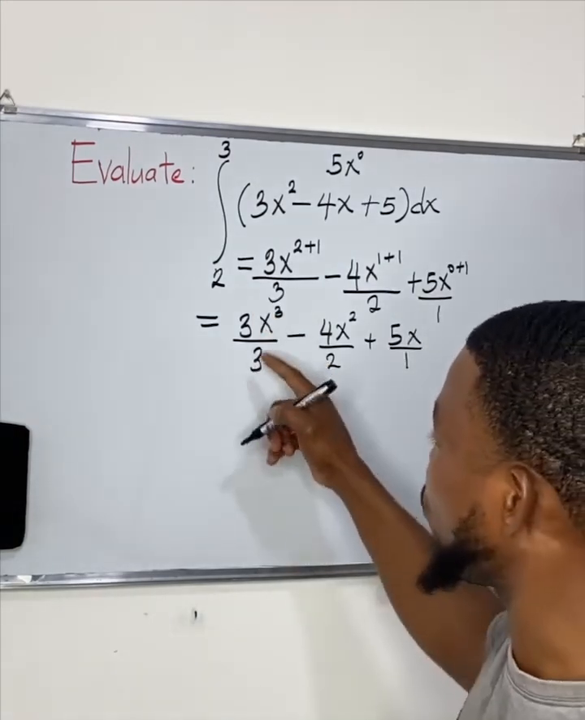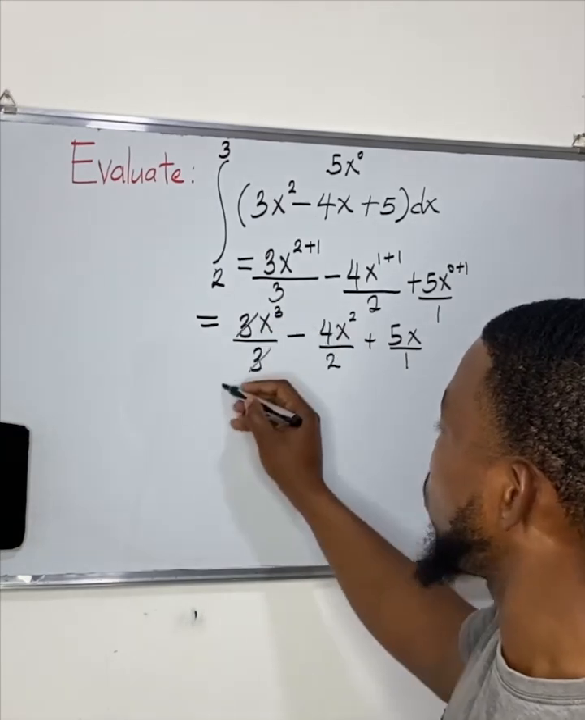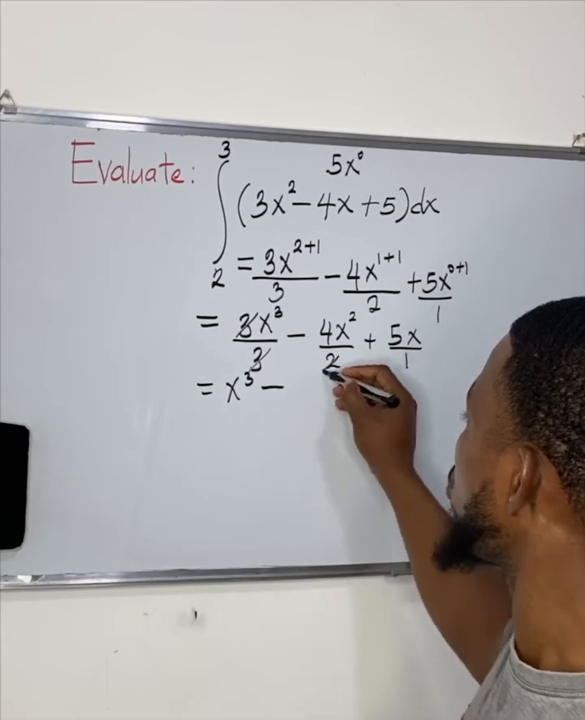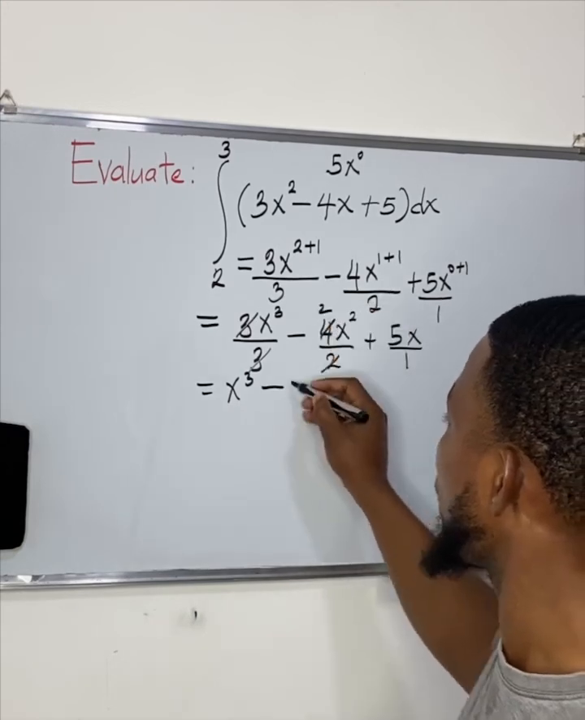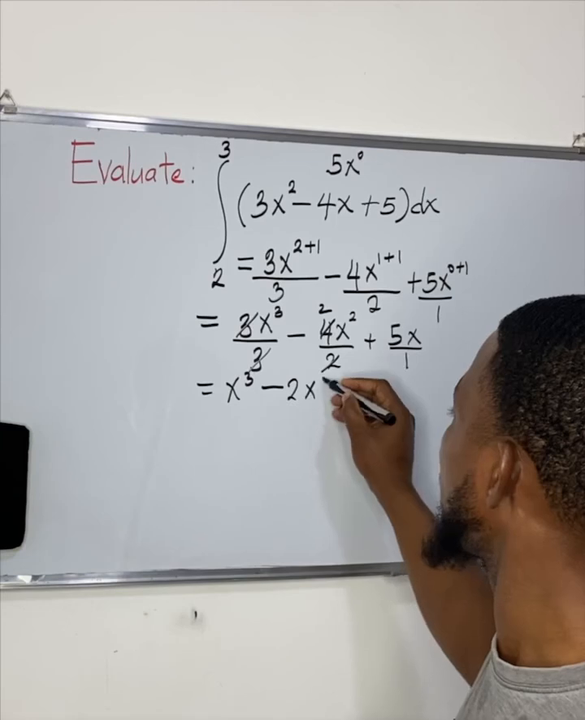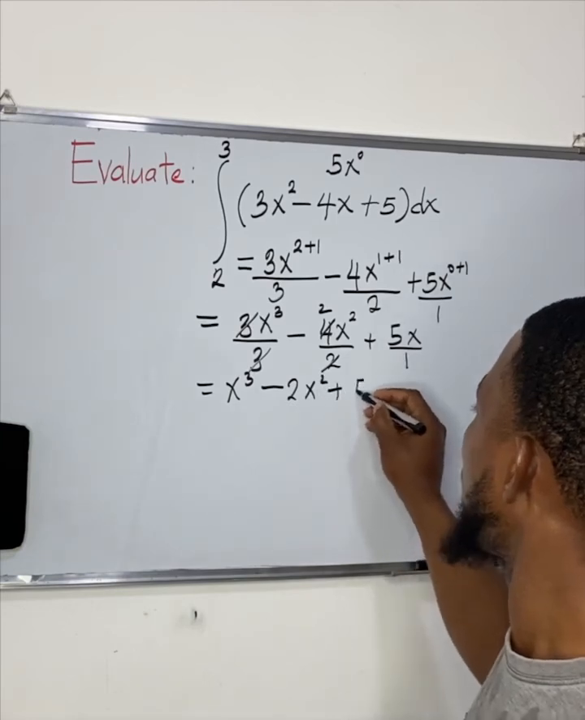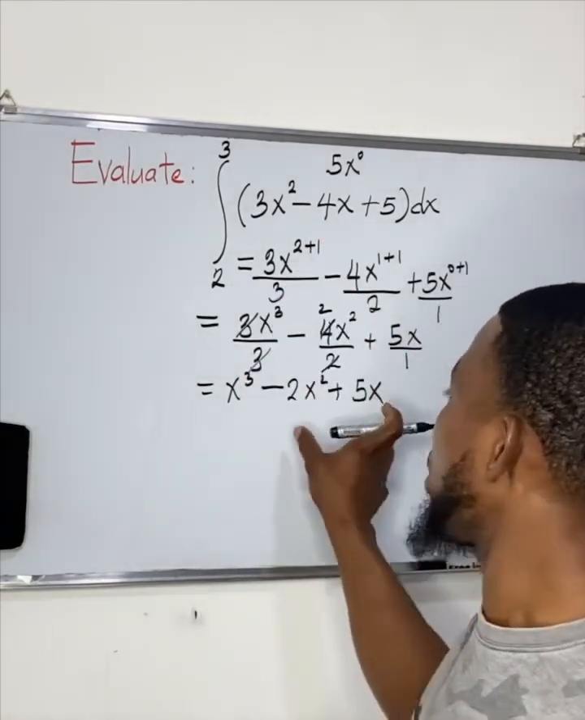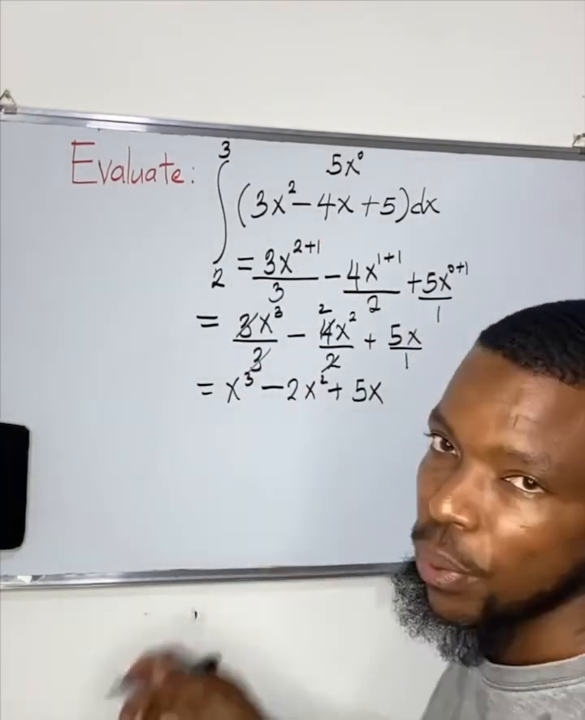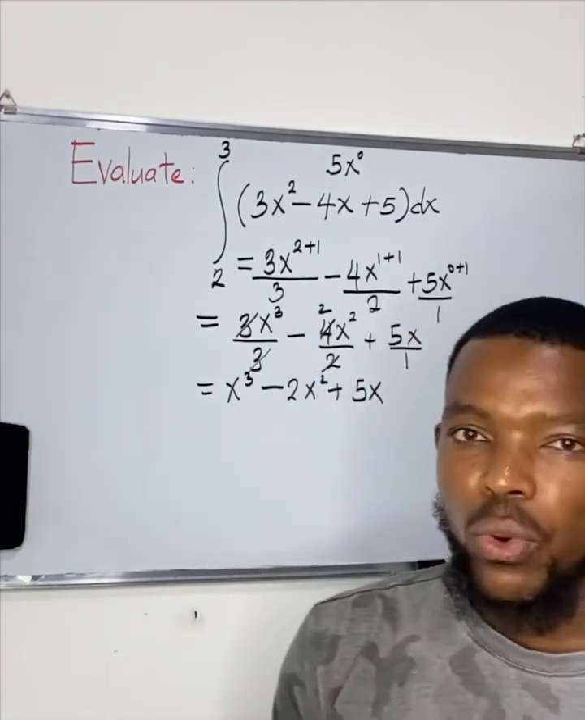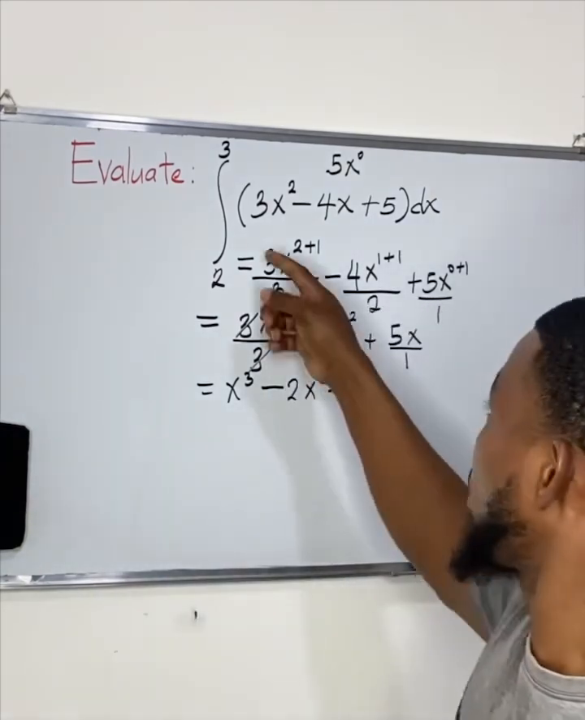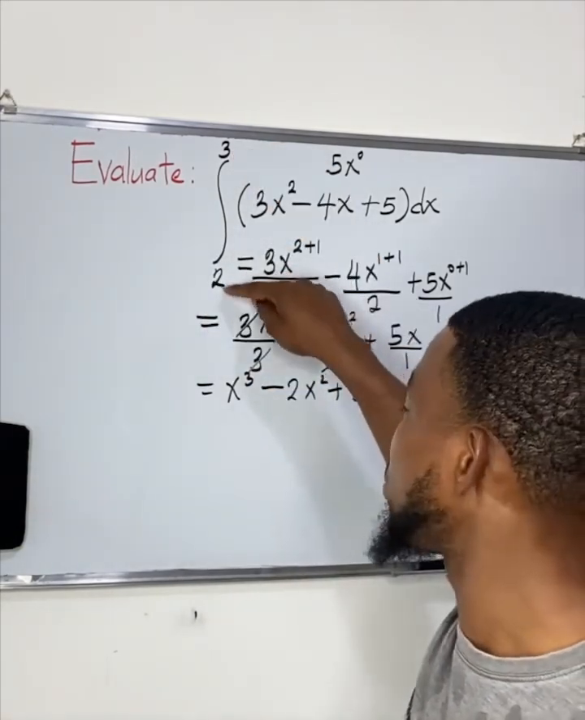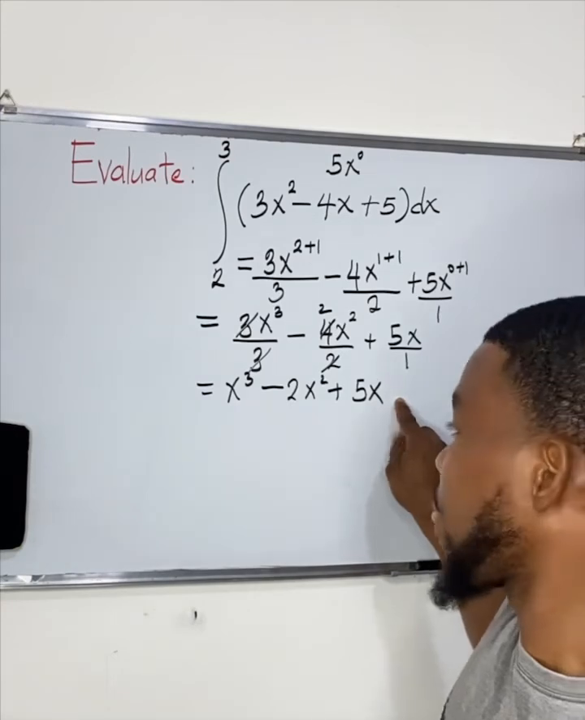So let's deal with the fractions. 3 will cancel 3, we have x to power 3 minus, 2 goes into 4 2 times. So we have 2x squared, then plus 5x. Yes, if you have to integrate, this is where you get to. Then you stop. Now, there's something we have to note. This is not an indefinite integral. It is definite because there is an upper limit and a lower limit. So we are not going to add plus c.